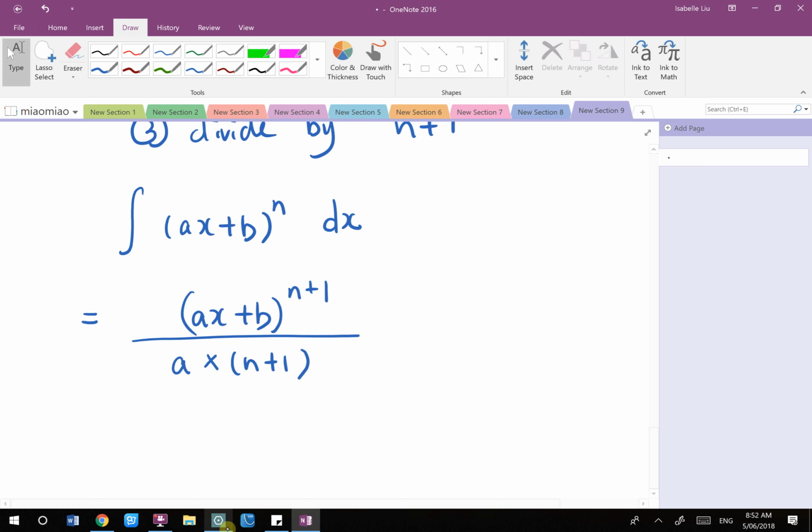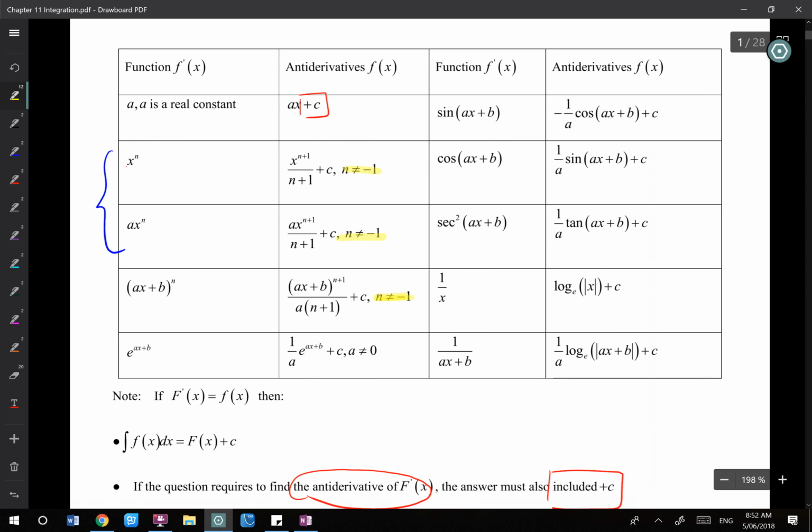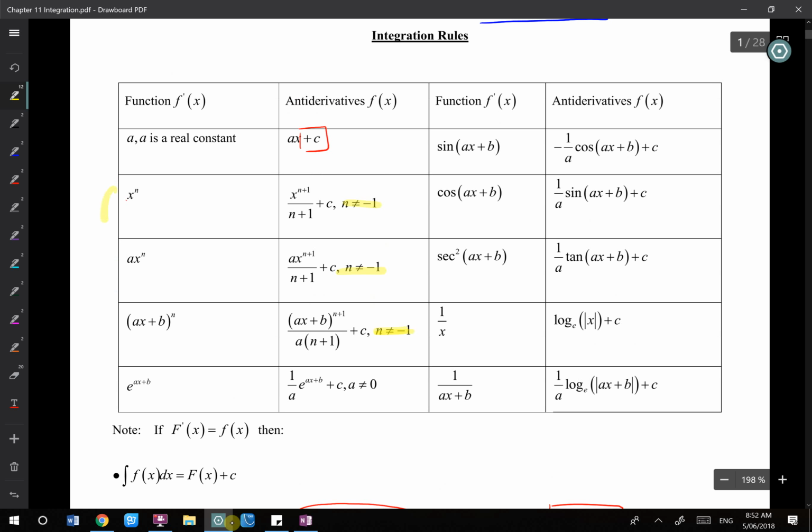So that's the first three, they are the same thing. They are the power of a function. These three are the power functions. It's all about power functions.